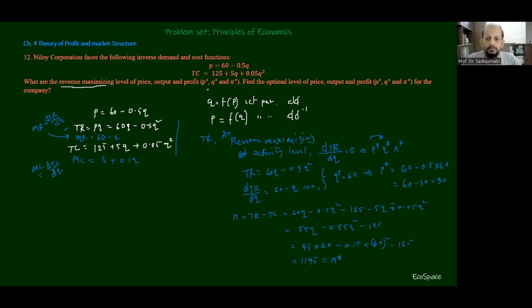So we have got the first solution to this problem. Our solution is P star equals 30, Q star equals 60, and pi star equals 1195.